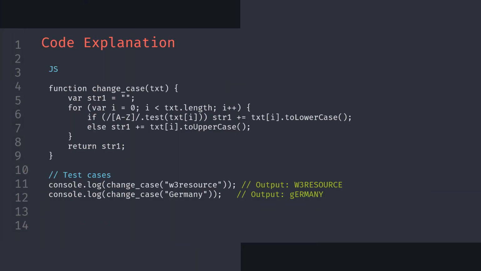This is the ES5 implementation of the program. First, the function changeCase takes a string as input and initializes an empty string called str1 to store the result.